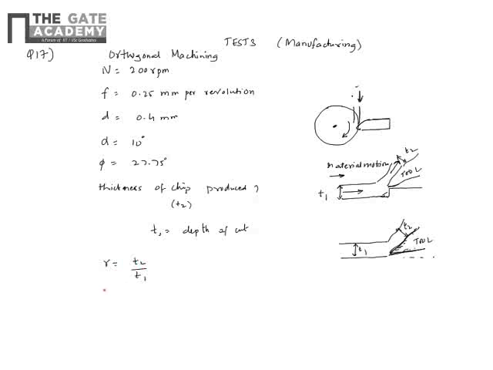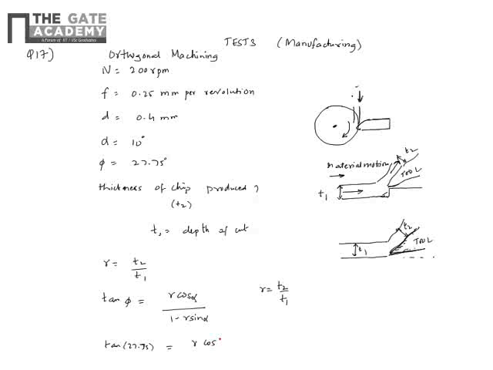We have a relation which relates the shear angle with the rake angle and this thickness ratio R. That relation is tan phi equals R cos alpha by 1 minus R sin alpha. This relates the shear angle with the rake angle, where R is T2 by T1, the thickness ratio of the chip. The shear angle is given, so I can just write tan 27.75. Let's find R in this relation.